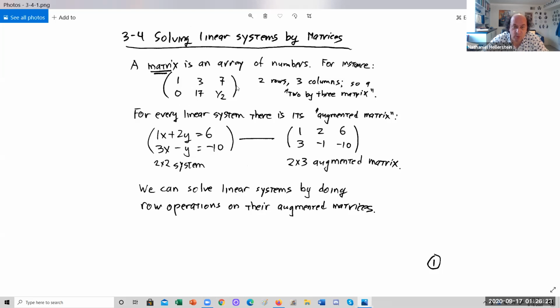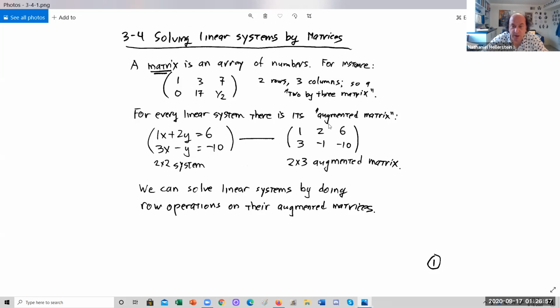For example, here's 1, 3, 7, 0, 17 and a half. It has 2 rows, it has 3 columns. So this is called a 2 by 3 matrix. Whenever you have a linear system, you can write down the coefficients and get what's called an augmented matrix. For example, 1x plus 2y equals 6, 3x minus 1y equals negative 10. We can write this down as 1, 2, 6, and 3, negative 1, negative 10. This is the augmented matrix for this system.